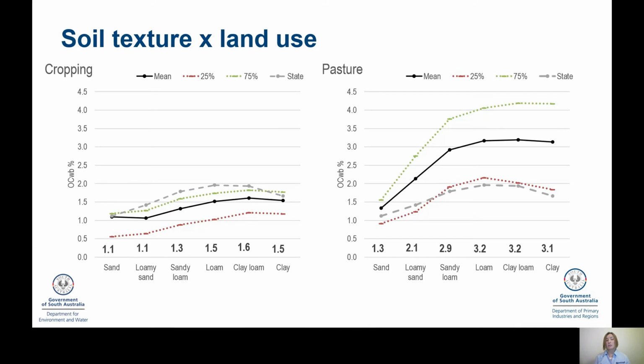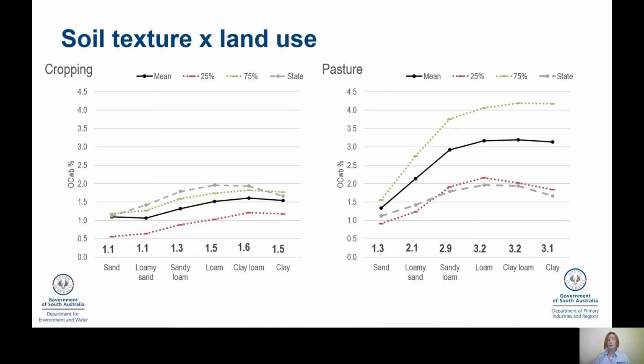Those black numbers that you see are actually the carbon averages of that black line. So that's the average or the mean line. The red line is where we found the 25th percentile of results, and we're using that as our lower limit. And the green line is our 75th percentile or our upper limit. And we'll set the 75th percentile as the target for where we would like to move if we're looking at modelling, where we move carbon values to.